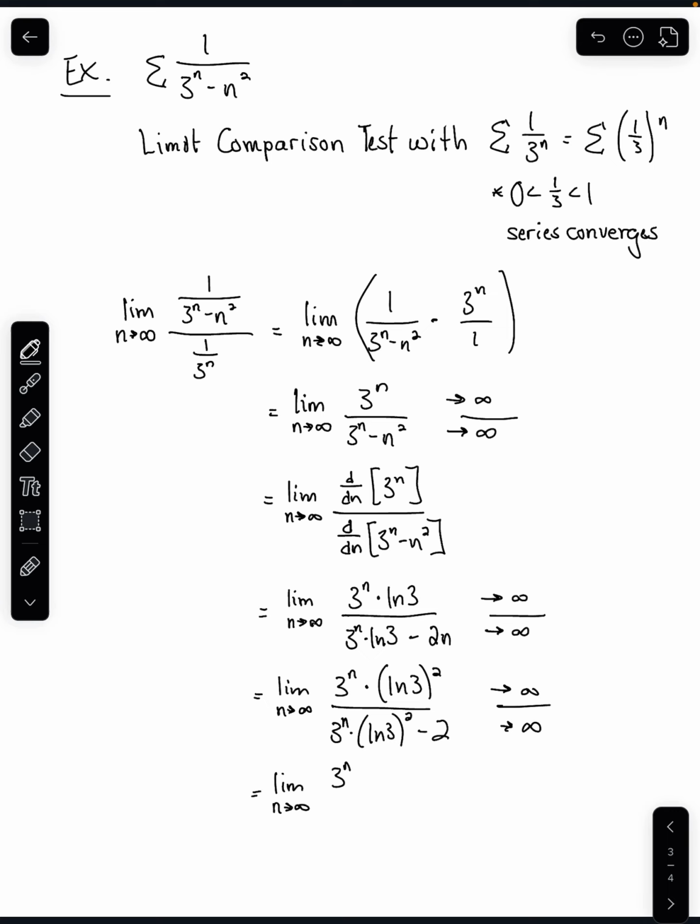So we will again have 3 to the n times the natural log of 3, this time cubed. We'll pick up another factor of that. And in the denominator, since the derivative of the 2 is 0, we actually end up with the same expression in the top and bottom. So what we end up with here is the limit as n goes to infinity of 1, which of course is just 1.